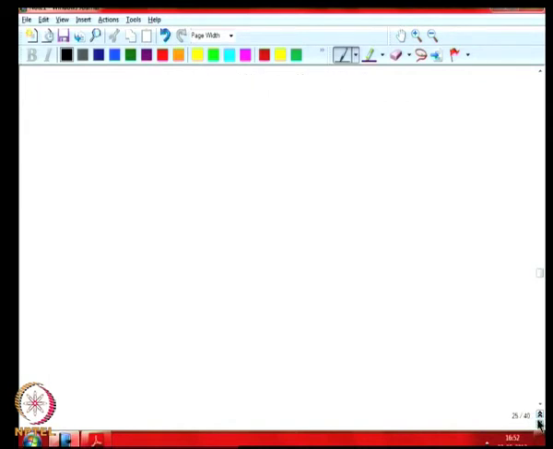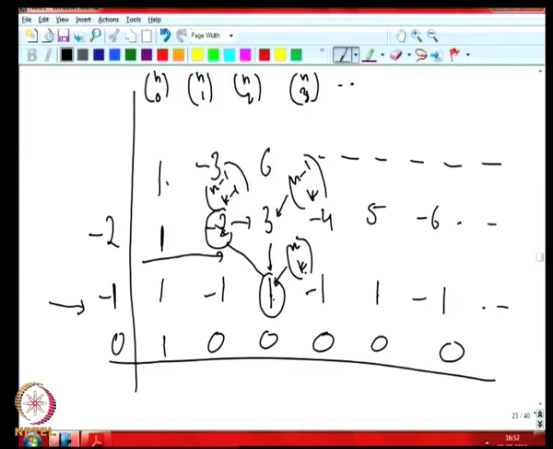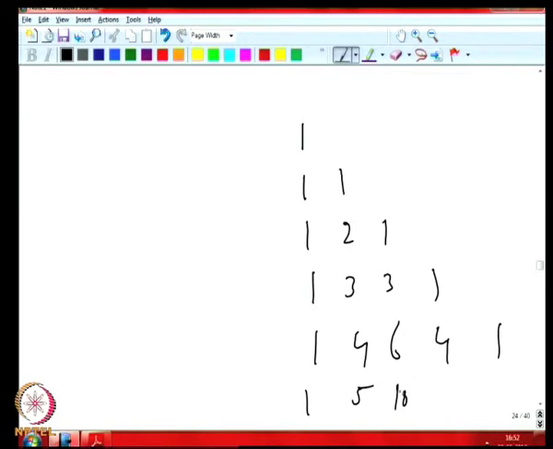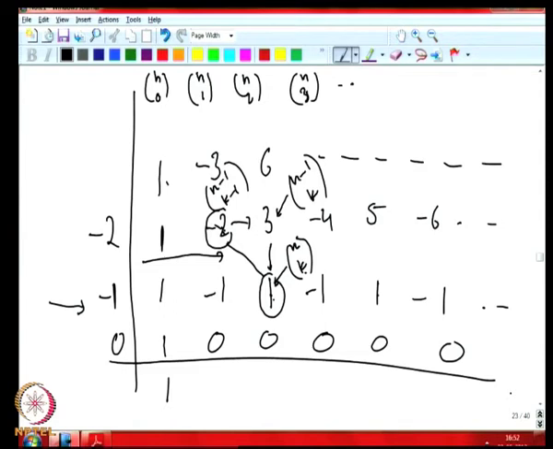I did not write it anywhere here, it seems, or it disappeared. So here, the later columns will be 1s, so at some point it will be 1, then 1 1, then 1 2 1, and then 1 3 3 1, and 1 4 6 4 1, and 1 5 10 10 5 1. All these numbers which are appearing are actually appearing here also. If you look at the patterns, we can see that.